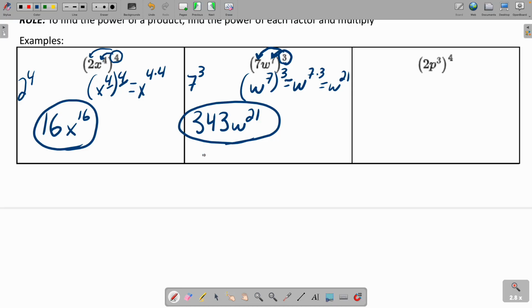Now we can apply the next one, the power of 4. We distribute that to both things. So we'll have 2 to the 4th, which we've already done is 16. Then we have p cubed being raised to the 4th. Since it's a power to a power, we multiply. So we have 3 times 4. 3 times 4 is 12. So this will get us p to the 12th.